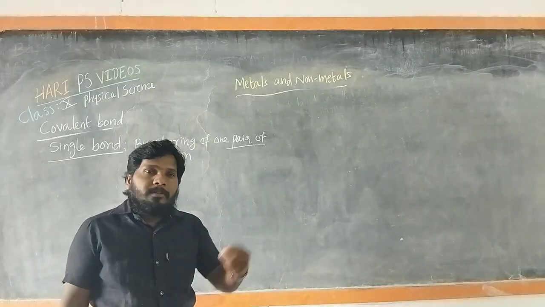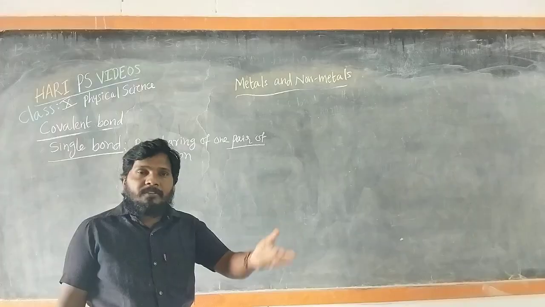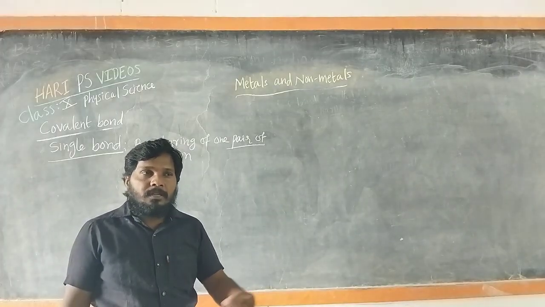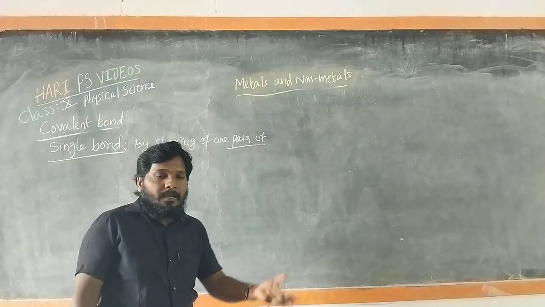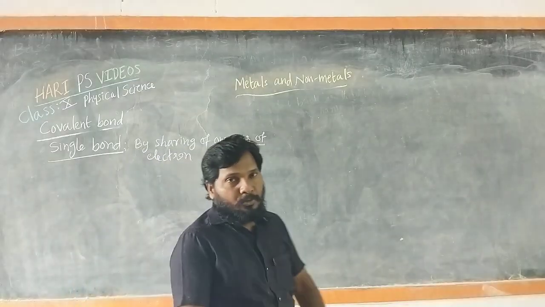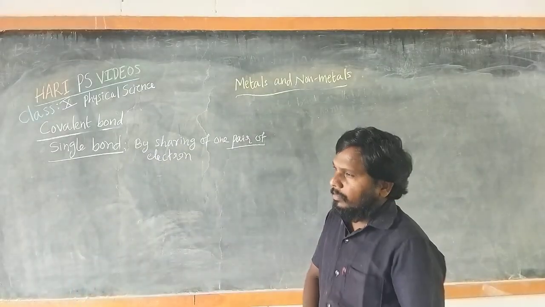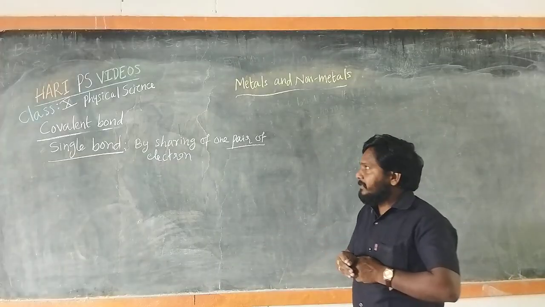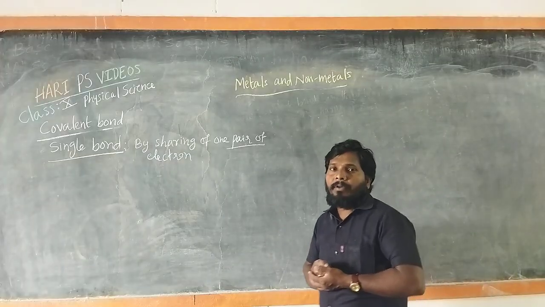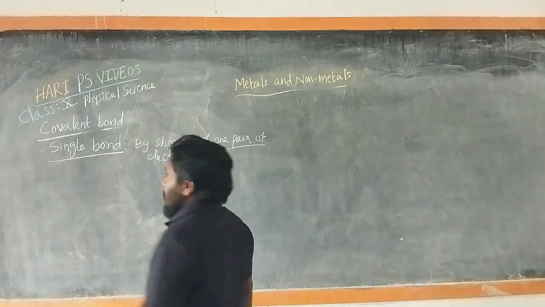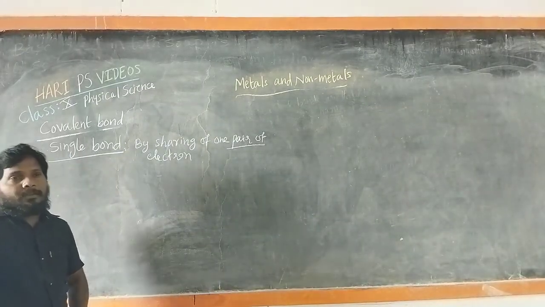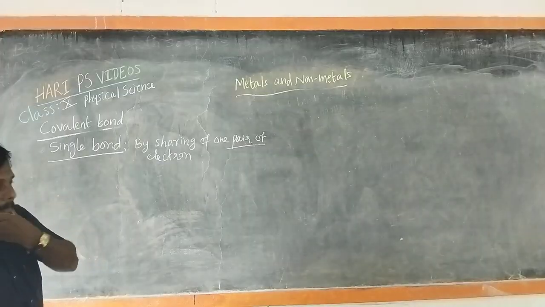Similarly, when visiting a coffee shop or tea shop, generally the money is shared by 2 or 3 people. Similarly, here a single covalent bond is formed by one pair of electrons. Let's understand. One atom gives one electron and another atom gives one more electron.